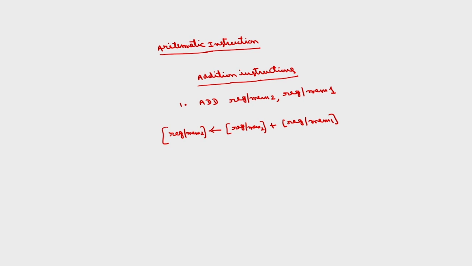Both cannot be memory simultaneously here. Remember that both cannot be. So memory to memory addition is not allowed. One of them must be a register. So if I take an example, ADD AL comma contents of BX.